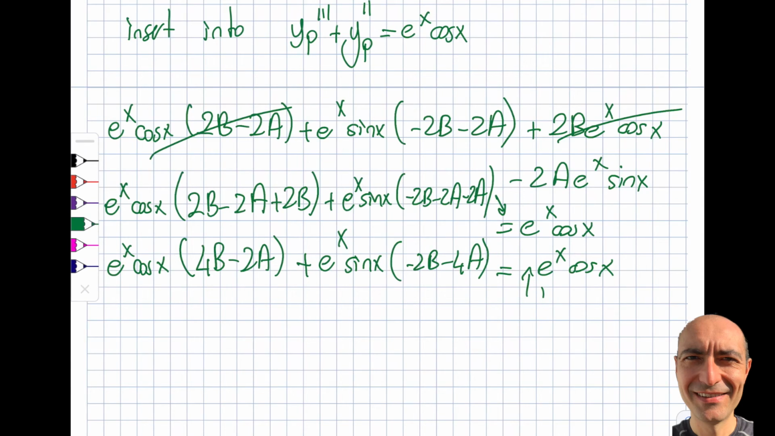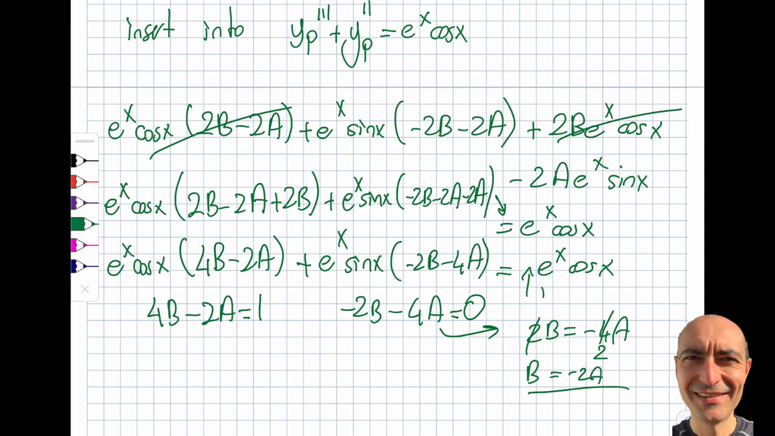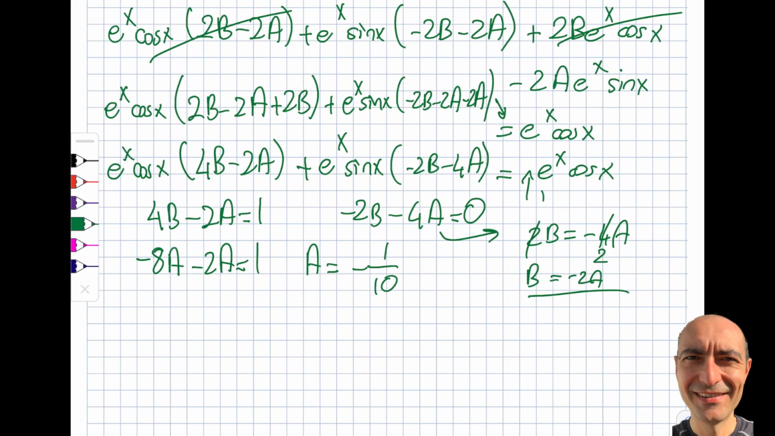So from here you can clearly see 4b minus 2a is equal to 1 and minus 2b minus 4a is equal to 0. So from here you can see that 2b is equal to minus 4a. So b is equal to minus 2a, right? That's what I get. So if I plug this over here, you're going to get 4b is minus 4a minus 2a is equal to 1. So from here I get a is equal to minus 1 by 10, right? Then b will be twice of it, so it's going to be 2 by 10 or 1 by 5, right?